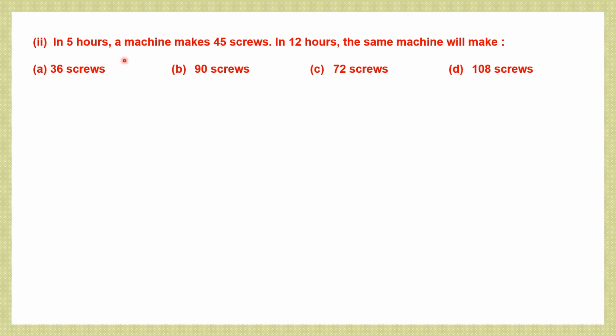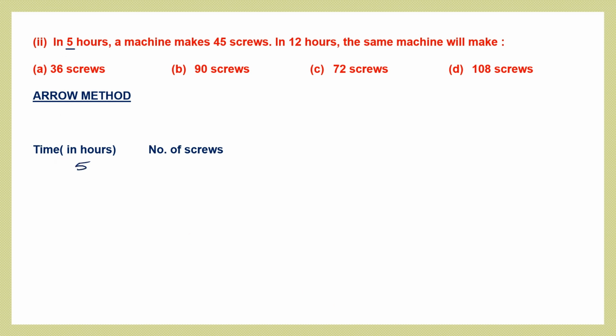Now let's do the same question in the arrow method. So in the arrow method, we make two columns based on what is given to us in the question. So here we have 5 hours and 45 screws. So we make two columns like this: time in hours and the number of screws. Now we have to fill in the quantities here. All the values, whatever is given in the question, we have to fill it into these two columns. So here we have 5 hours. So time in hours is 5.